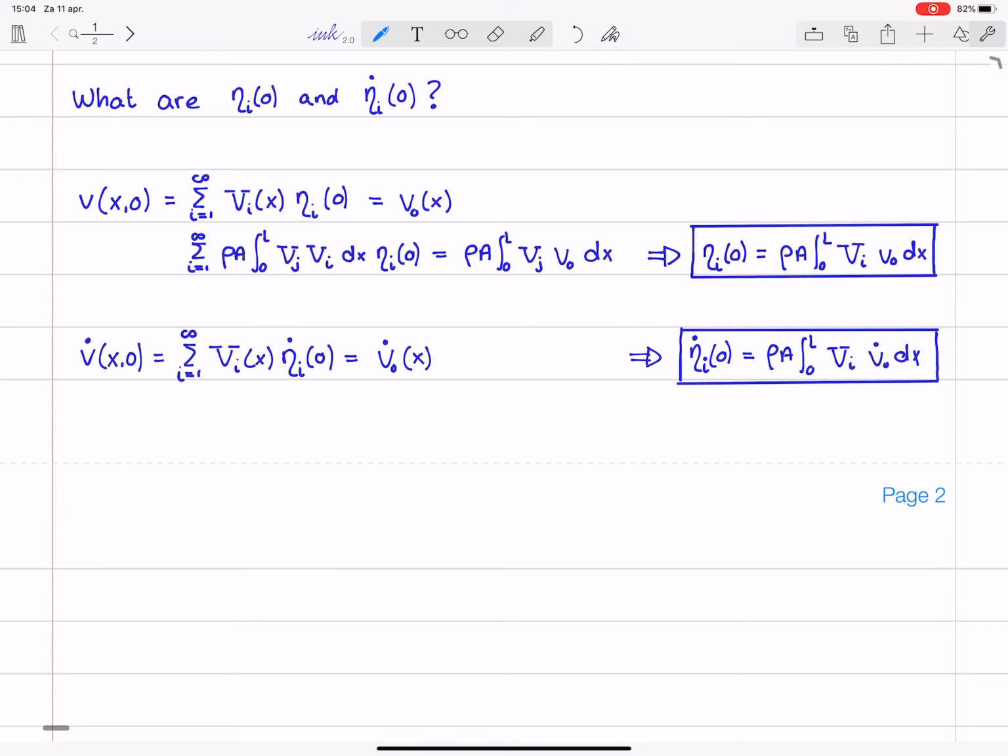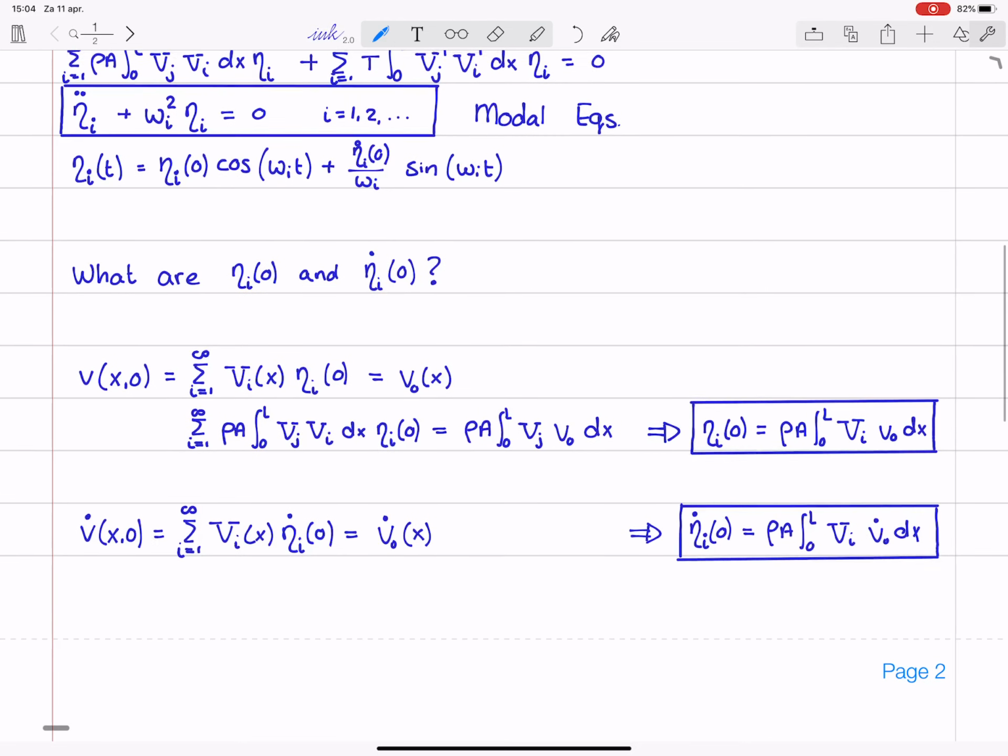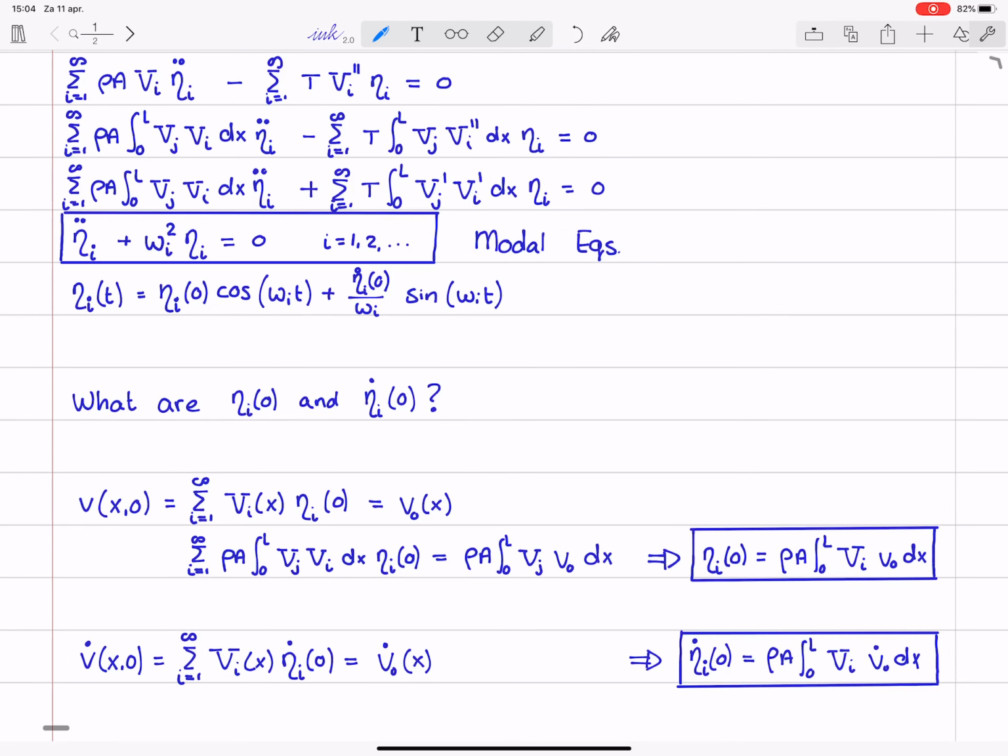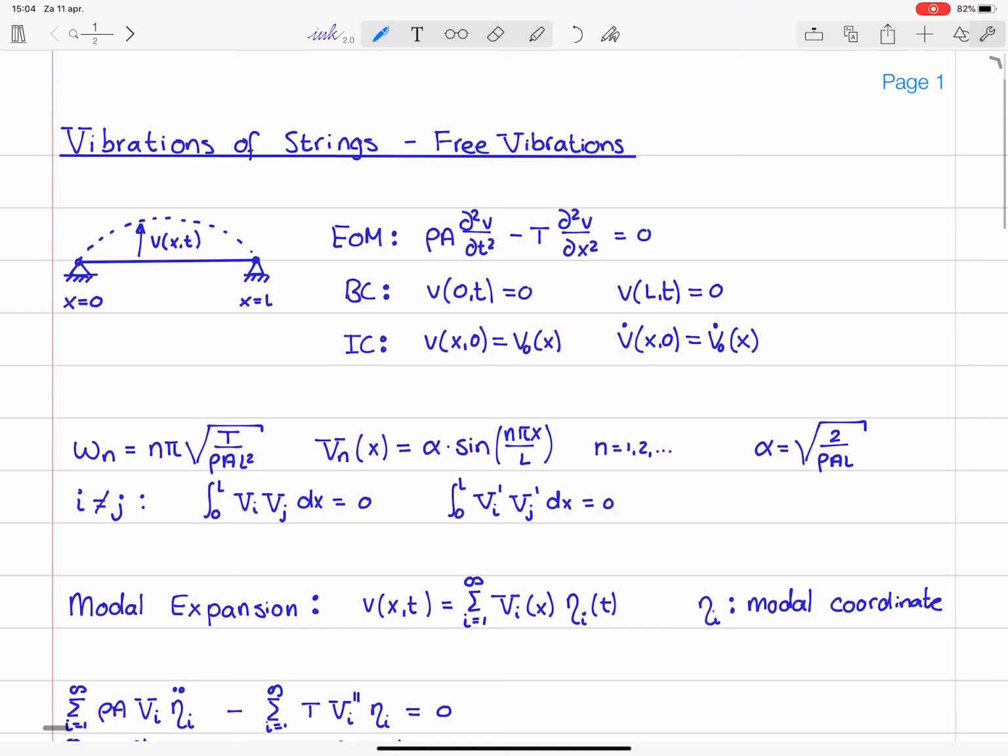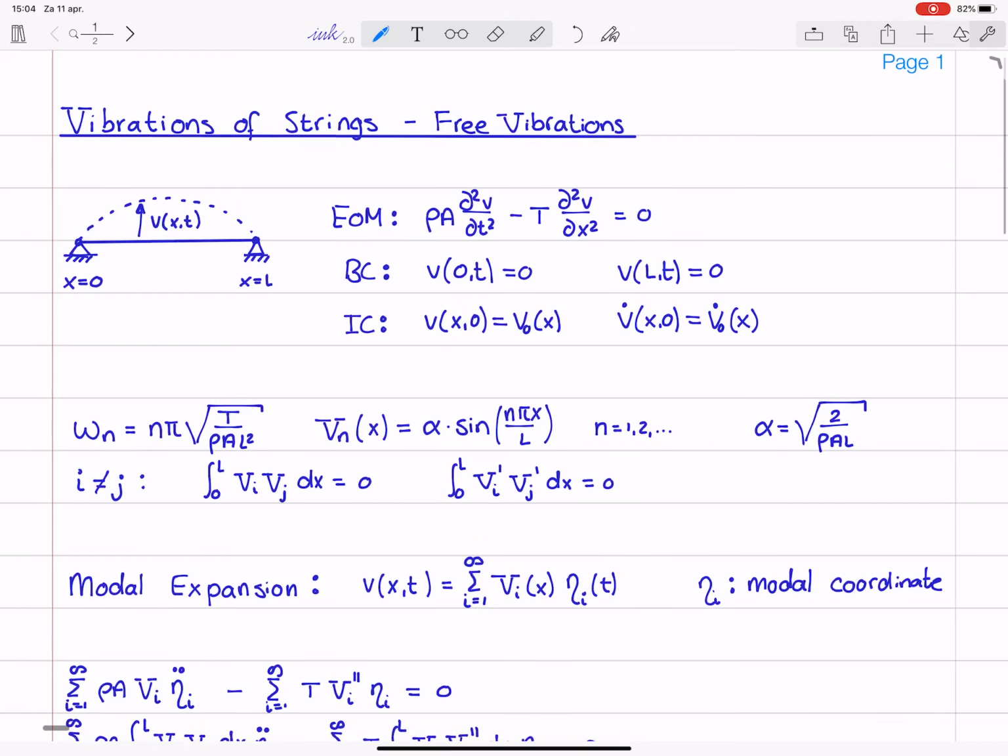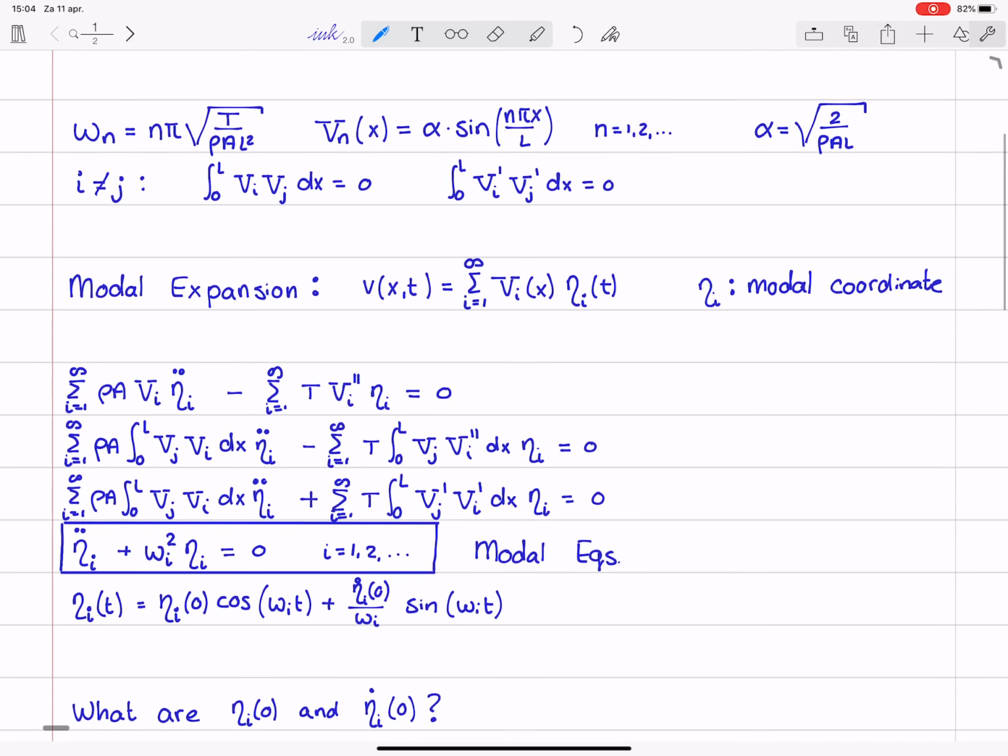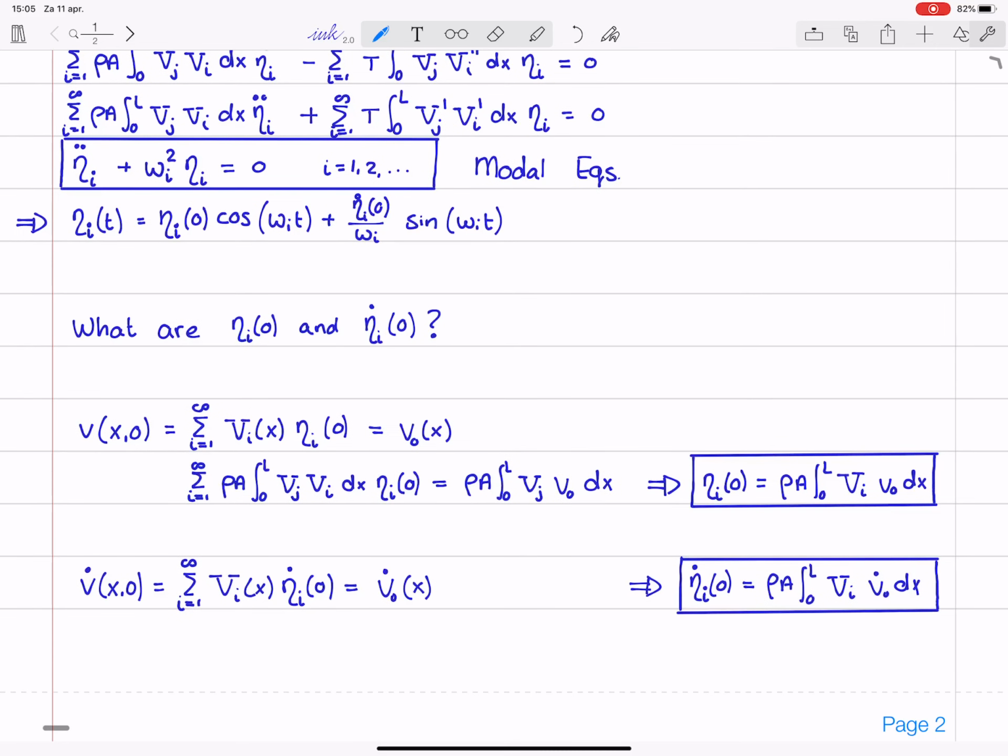Okay, so let me summarize the procedure. In order to determine the free vibration response of a system, we need its equation of motion, its boundary conditions, and initial conditions. We first derive expressions for natural frequencies and corresponding modes, and we make sure to mass normalize the modes. Then, the solution in terms of the modal coordinates is very simple, and it's given here, all right? Where eta_i and eta_i dot at 0 are given by these box expressions over here.